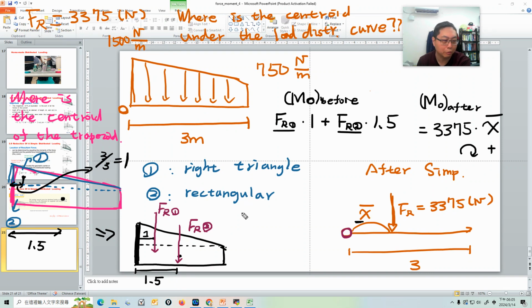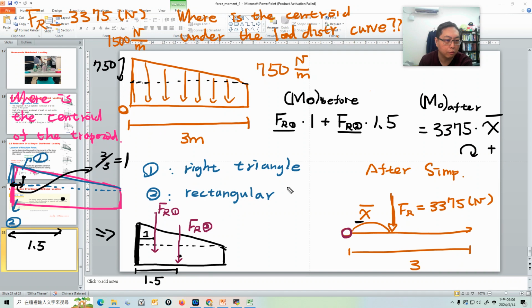What is the resultant of area 1 and area 2? That means we have to calculate the area of this right triangle and the area of this rectangle, right? Because like I said, in distributed loading, the resultant force is equal to the area under the curve. So the resultant force from this right triangle is the area of this triangle. What is the area of this triangle? Here is 750, so this must be 750.